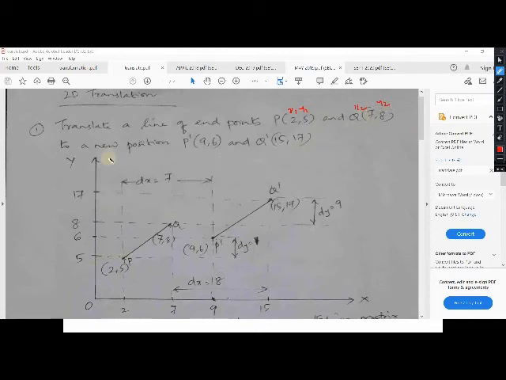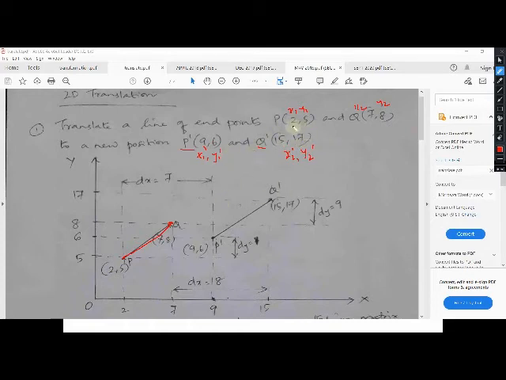Then we plot the line. So you draw an XY axis. Then the coordinate P, point 2,5, we draw. The coordinate Q we draw. Join this, you get the line. So this is the original line. Translate this line to a new position P dash Q dash. So P dash Q dash is the new line with new points, say X1 dash, Y1 dash and X2 dash, Y2 dash. So X1 dash is 9, Y1 dash is 6, X2 dash is 15, Y2 dash 7.